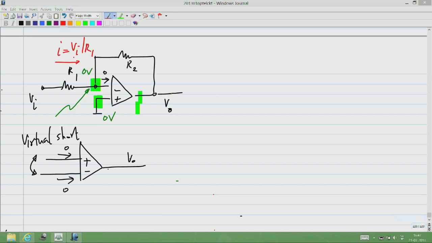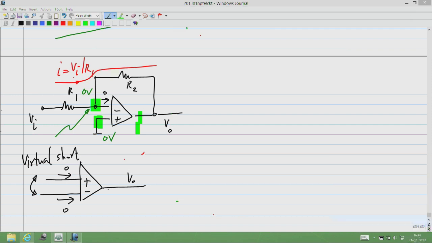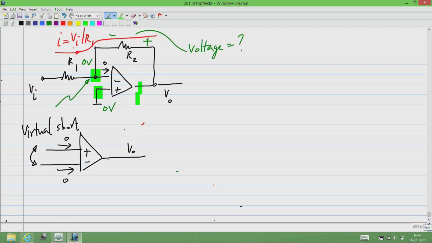Okay. Now, this current, it can go either into the op amp or into R2. Now, we know that no current goes into the op amp. Okay. So, it will go into R2. Now, what is the voltage drop across R2? In this polarity. So let me mark that here. What is that voltage across R2? Yeah, it is equal to V0, but in terms of Vi, what is the voltage?